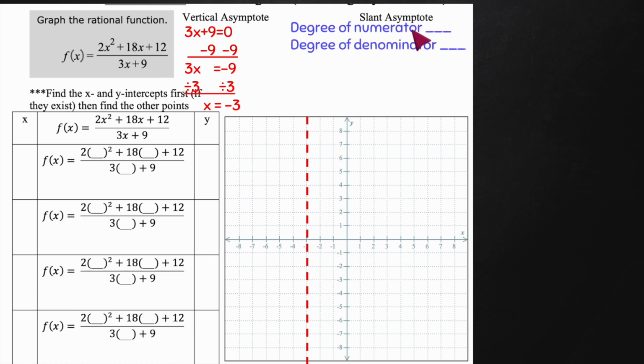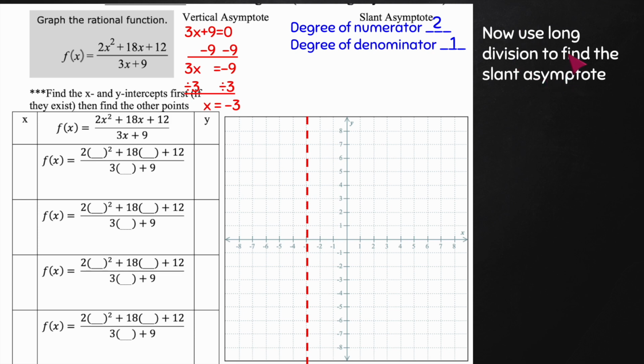But now the slant asymptote, we needed to look at the degrees. So I have a degree of 2 in the numerator, and I have a degree of 1 in the denominator, because it's x squared and just x. So remember, if it's just x, that means I have a degree of 1. If it was just a number, it means I have no degree, or 0 degree. So the numerator is exactly 1 bigger than the denominator, so now I have to use long division to find my slant asymptote, because I need to know what line to graph. We're going to end up with a line that looks like y equals mx plus b. So I can actually graph that.